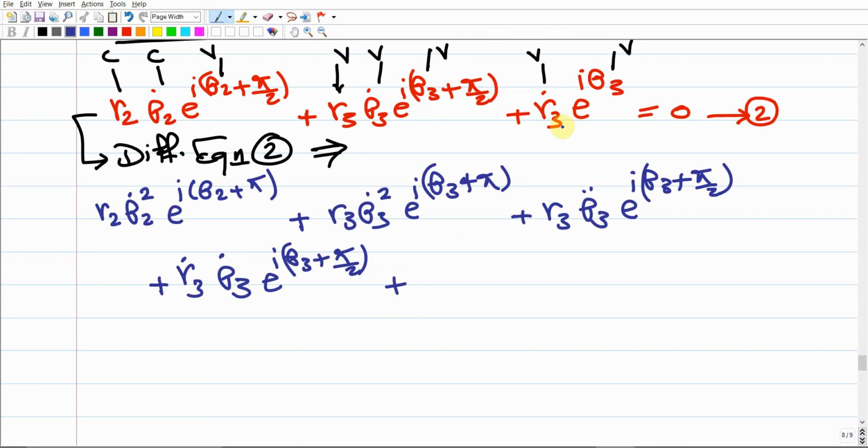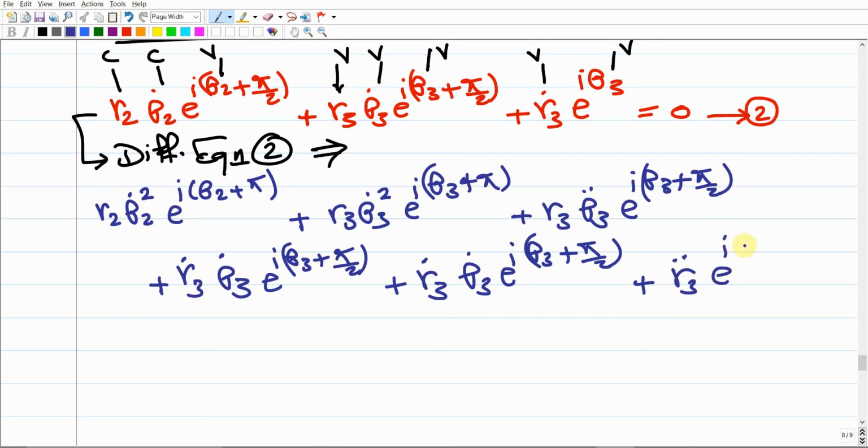This is the derivative of the multiplication of two functions. We're gonna fix the first one, which is R3 dot, and the derivative of this one gives the exponential term theta 3 dot e^(i(theta 3 plus pi over 2)). And how about this one? We're gonna have the R3 double dot, but e^(i theta 3) equals 0.